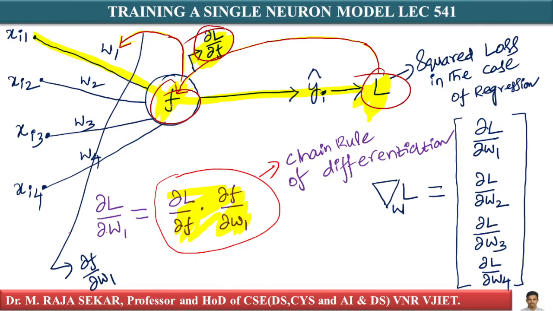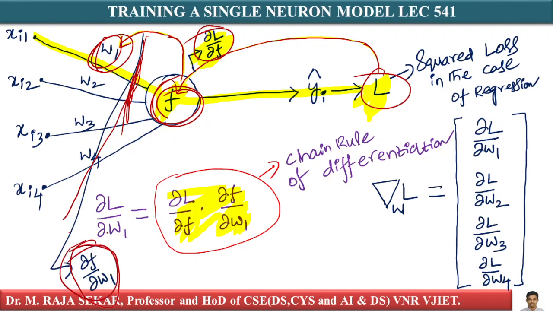Here I need to compute dou F by dou W1. How can I compute this dou F by dou W1? Here I have F, here I have W1. Therefore, this is dou F by dou W1 by this path. This path is related to dou L by dou F. This path is related to dou F by dou W1, isn't it? What is dou L by dou F?